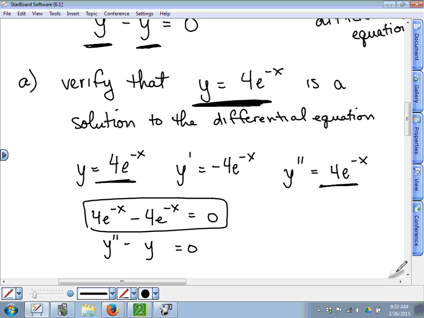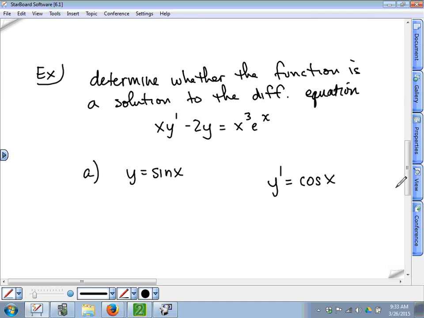Here we've been given a function, and then we found y prime. So we plug these in. We're supposed to try to show that this is a true statement. If it is a true statement, then it is a solution. If it's not a true statement, it's not a solution. So what's y prime? It's cosine x. Minus 2 sine x.